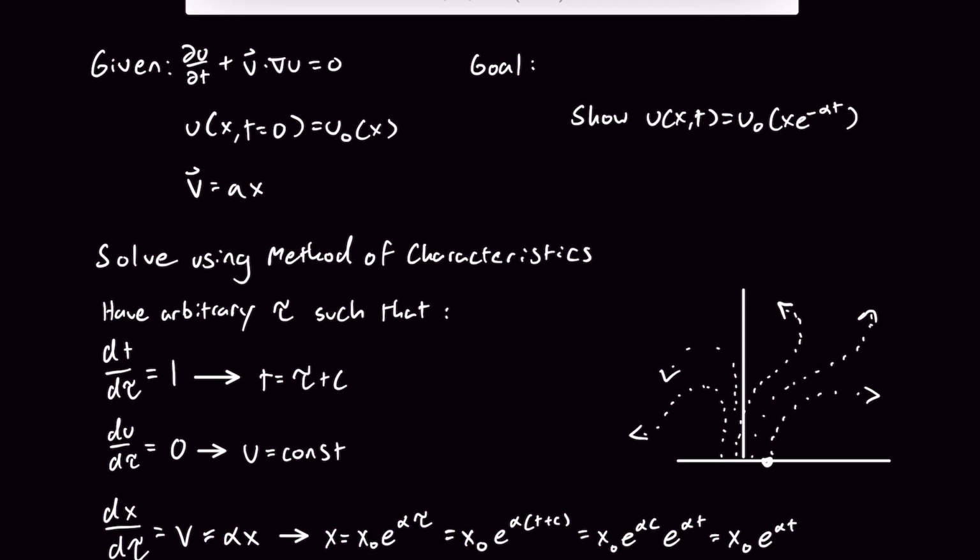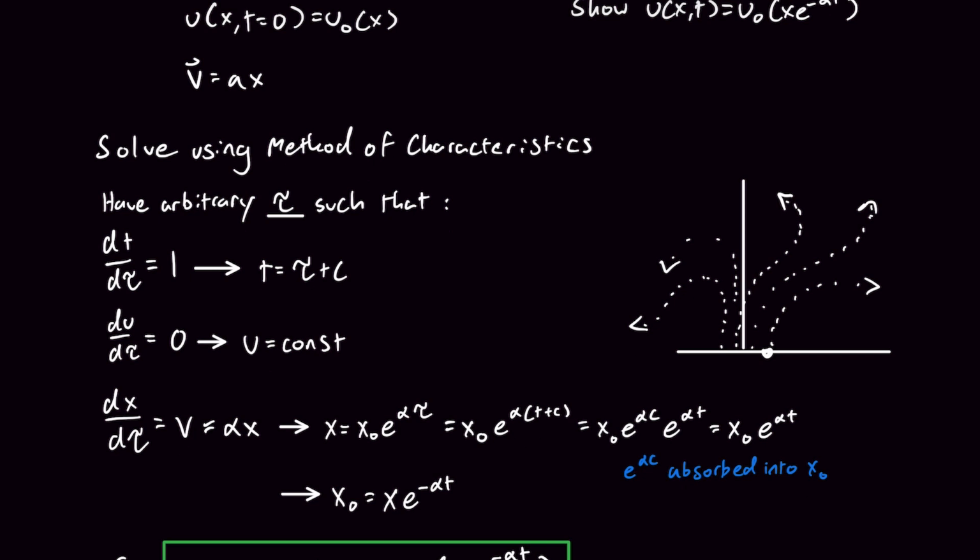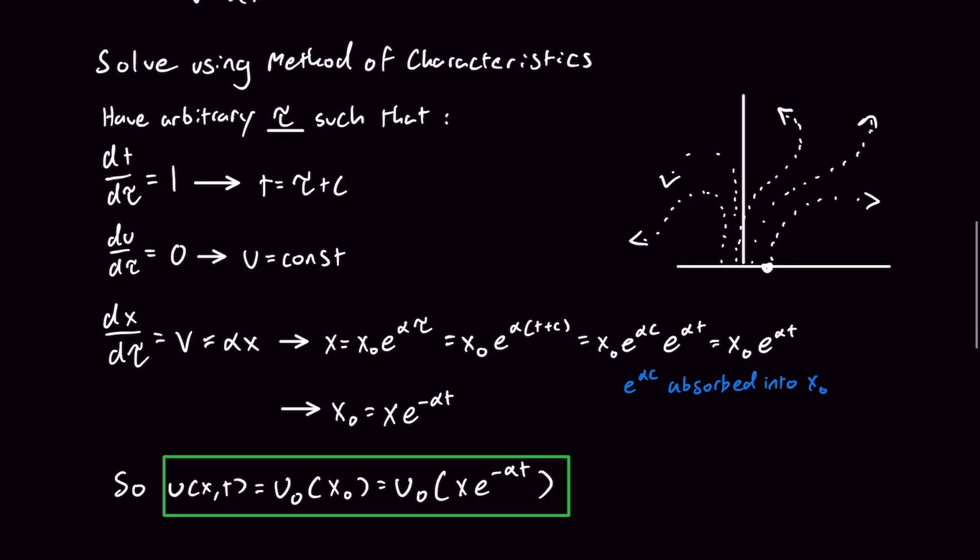Then we can see that dt over dt equals 1. Here we're just choosing an arbitrary t such that this happens. So differential-wise, they're the same. But then, of course, if you take the integral, t is going to be t. I'll say tau actually. t is going to be tau plus c. And then du over d tau is 0 as defined. So u is a constant.